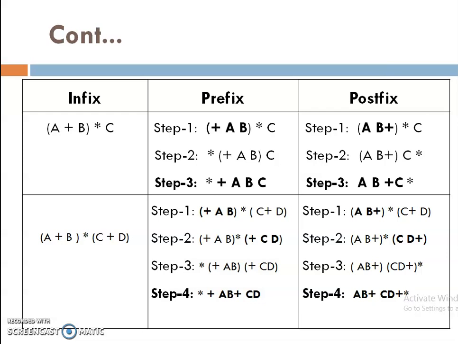And then convert to postfix expression. First solve the A plus B parentheses, it gives the result AB plus. Then step number 2, solve the C plus D, it gives the result CD plus. Then step number 3, solve the multiplication symbol, it gives the result parentheses AB plus, parentheses complete, then parentheses CD plus, parentheses complete, then multiplication. Then remove the parentheses. Step number 4, give the final result AB plus CD plus multiplication.